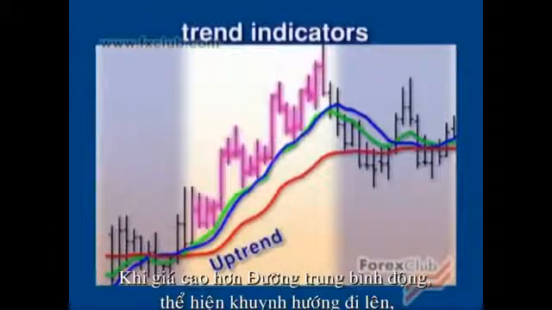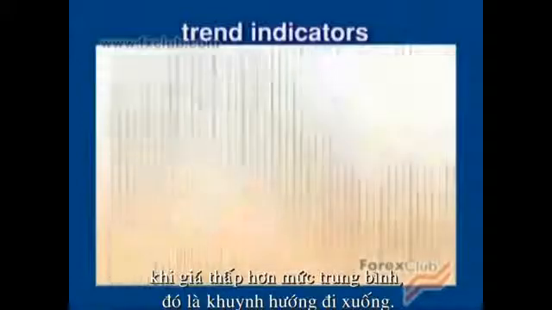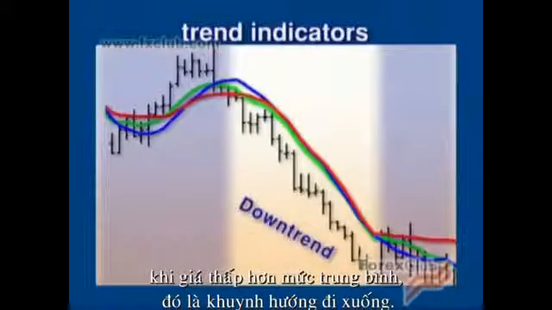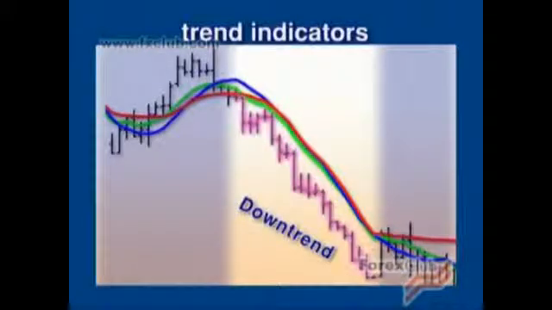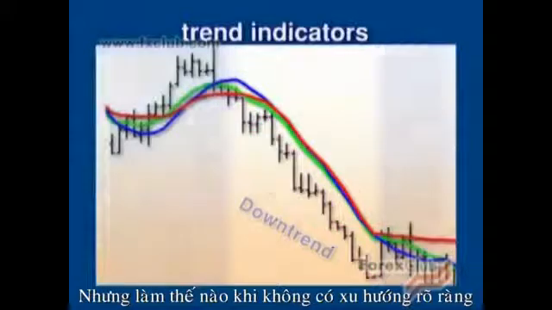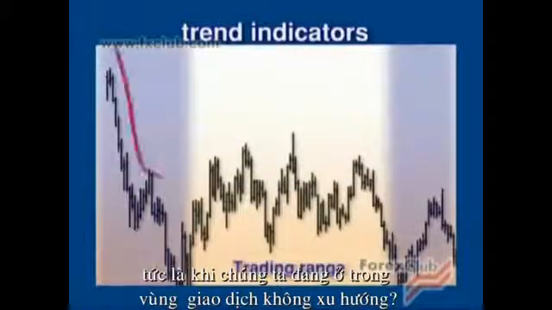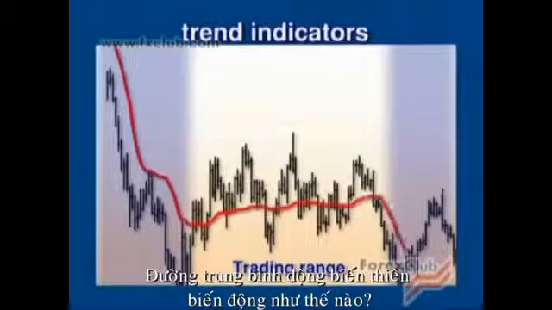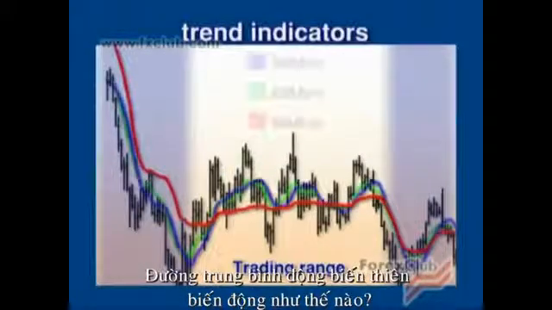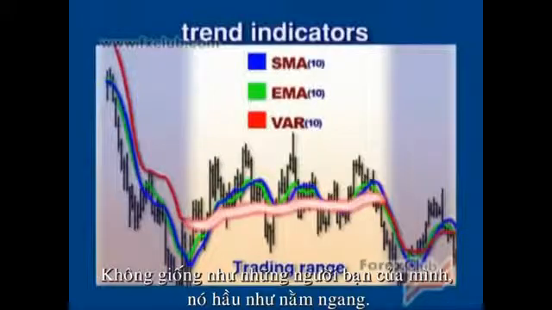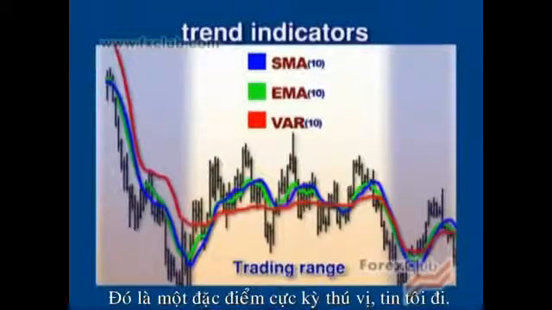When the price is above the moving average, we have an uptrend, and when the price is below the average, it's a downtrend. But what about when there is no overriding trend? I mean, when we are in a trading range. Watch how the variable moving average fluctuates. Unlike its friends, it's almost flat. Trust me on this one when I say this is a very interesting feature.